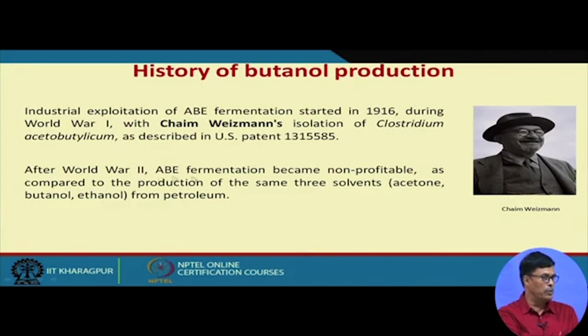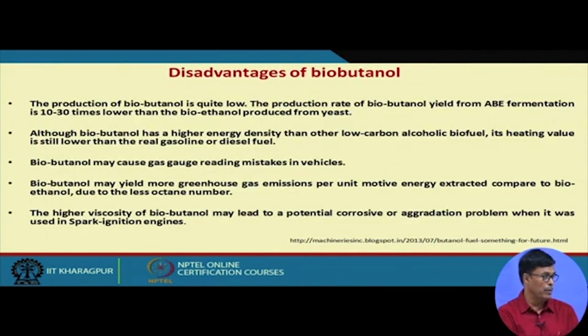After the Second World War, acetone butanol fermentation became non-profitable as compared to the production of the same solvents, acetone, butanol, and ethanol, from petroleum. Butanol is produced through the acetone butanol fermentation process, where it produces not only butanol but also acetone as well as ethanol. So that is the byproduct of that particular industry. That is one of the major problems that we have.